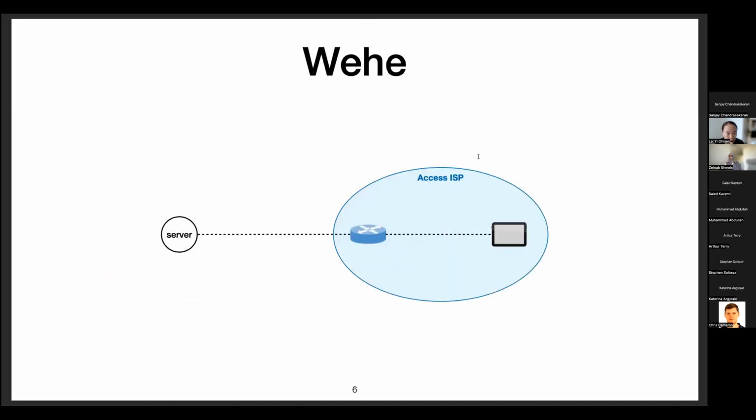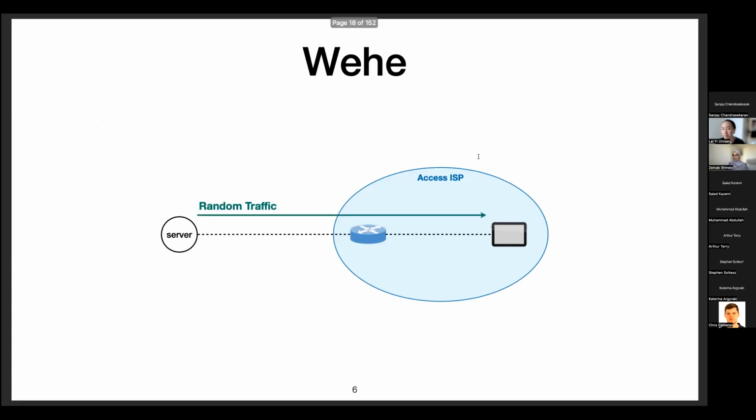So WIHI is an application. It's hosted in AmLab, and you can find it on the Play Store. Assume you want to check if your Netflix traffic is being throttled. You download this application on your phone or tablet, and you press a button for Netflix. And what WIHI does at that moment is connect you to a server.